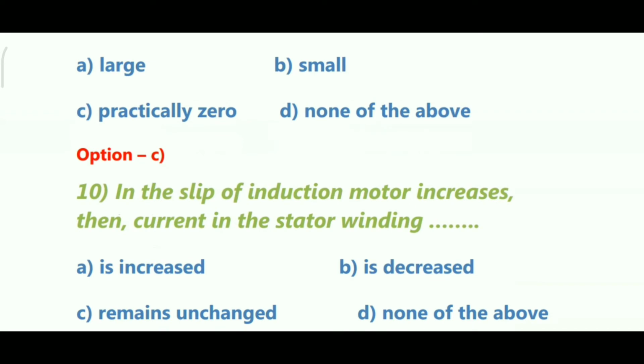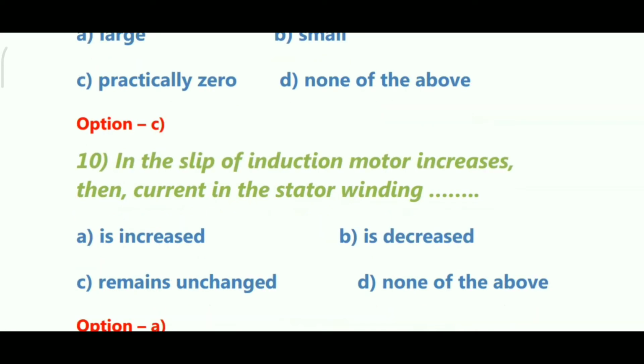Next question. If the slip of an induction motor increases, then the current in the stator winding dash. Option A, is increased; option B, is decreased; option C, remains unchanged; and option D, none of the above. So here I would answer option A, is increased.